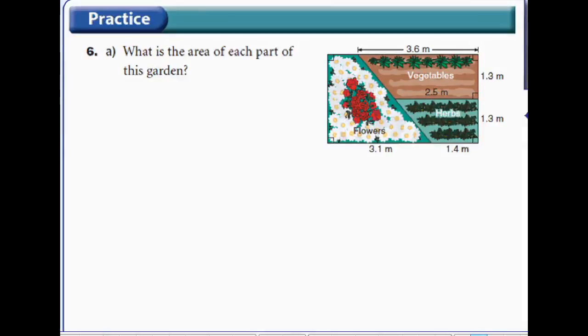Okay, Mr. Hammer back here. Question number 6. What is the area of each part of this garden?